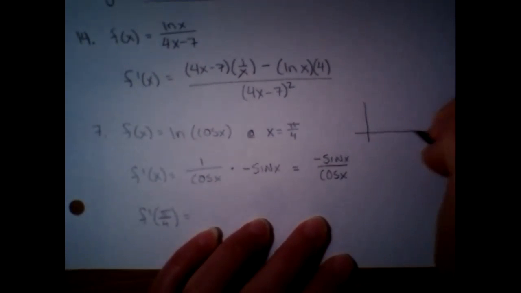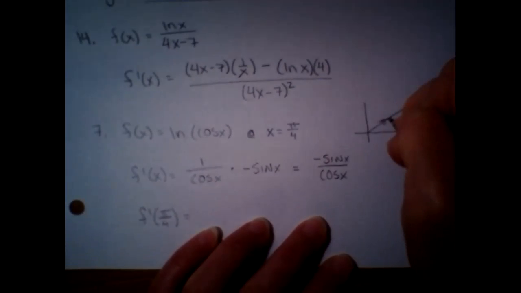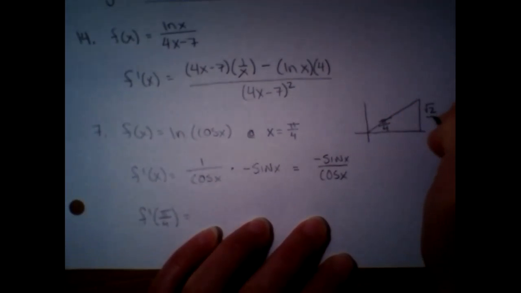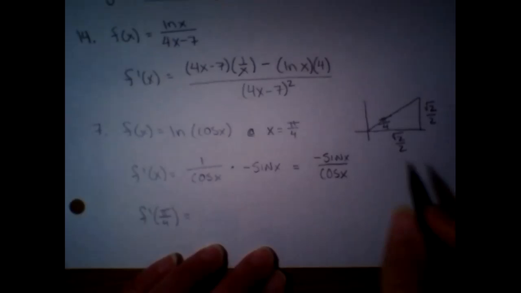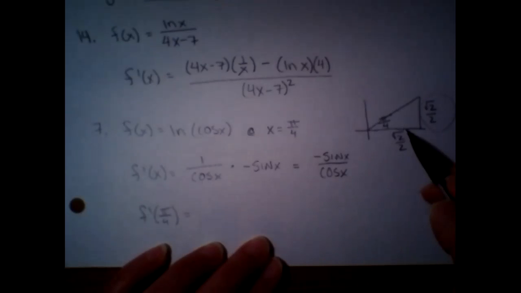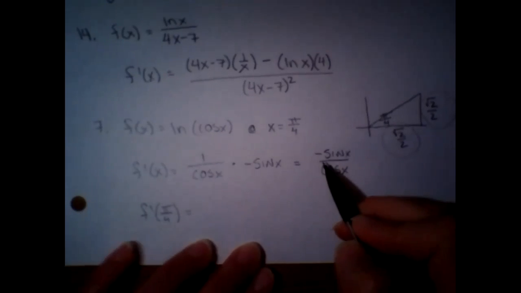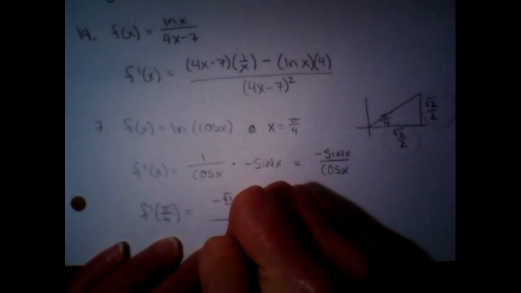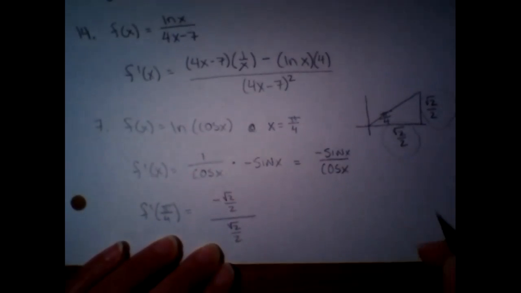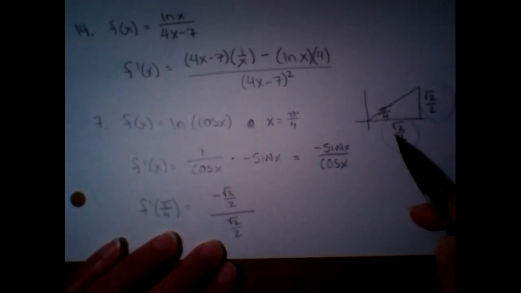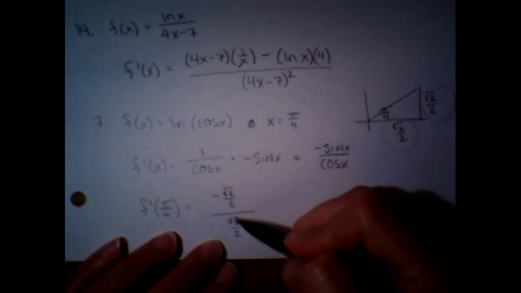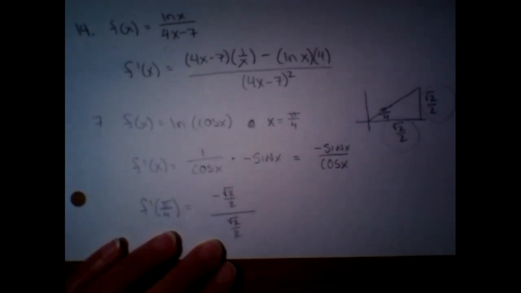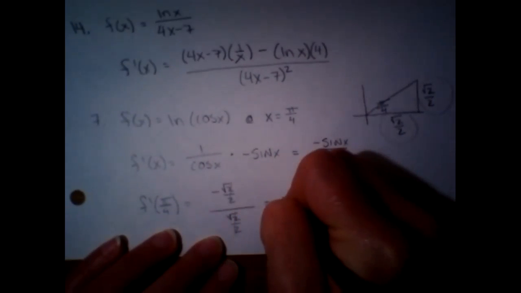So on our unit circle, for pi over 4, both sides are square root of 2 over 2. Sine is the y value, cosine is the x value. So what you end up with is negative square root of 2 over 2 over square root of 2 over 2. But anything over itself is 1. So these are all just going to cancel. And you still just have that negative sign in there, so negative 1.